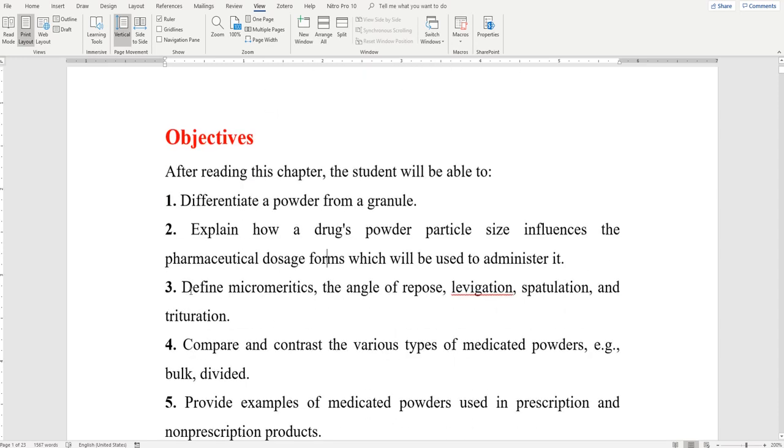Also, you are supposed to define micromeritics. What do we mean by micromeritics? Of course micro, you know what is micro, it's a small thing. And micromeritics actually is defined as the science of small particles. So any property relating to the small particles such as size, flow, shape, etc. is studied under micromeritics. Also, you are supposed to know what is ligation and what is the process of spatulation and trituration.